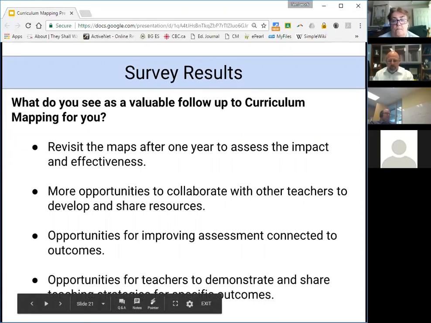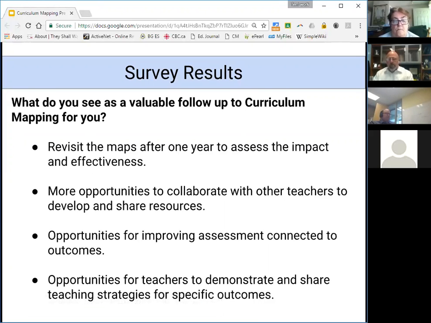And finally, it's created opportunities for teachers to demonstrate and share their teaching strategies for specific outcomes, and they want to continue to do that. So again, we're going to make opportunities for them to do that.